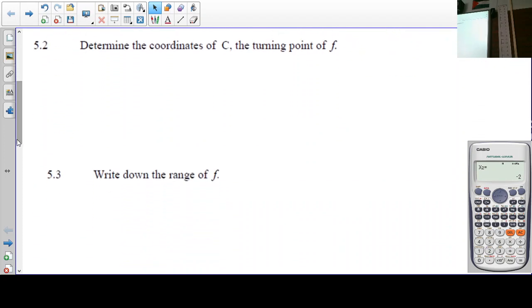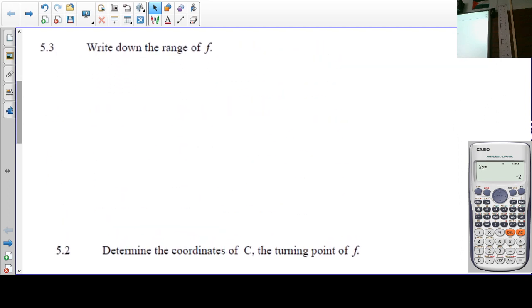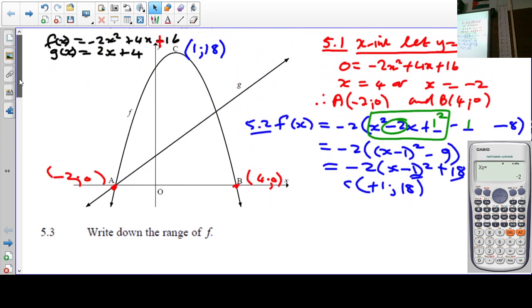Let's look at question 5.3. In question 5.3, it says write down the range of f. So the range is all possible y values.